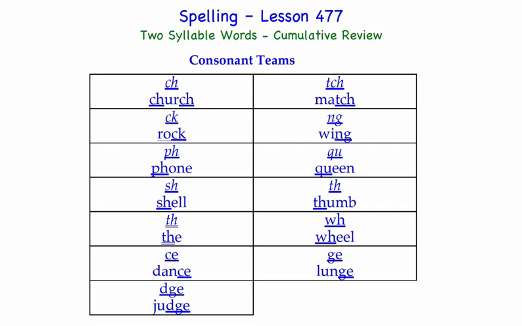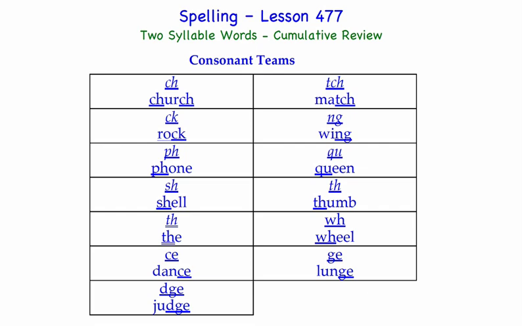TH has two sounds it can represent. The first sound for TH is th, as in thumb. The second sound TH represents is the sound th, as in the. When TH represents its second sound, double underline TH. WH represents the sound w, as in wheel.